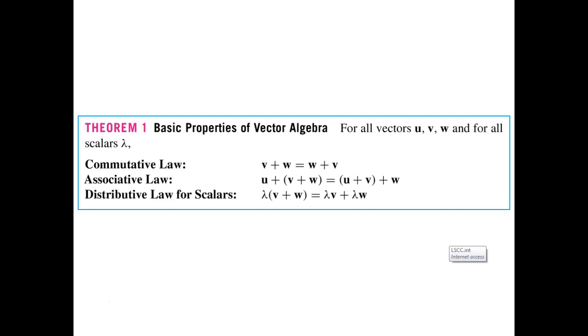It doesn't matter. So vector addition is commutative, vector addition is associative. Now be careful on this one. It's the distributive law for scalars over vectors. If you have two vectors you're adding together, but you're multiplying the sum times a scalar, that's the same as multiplying the scalar times the first vector plus the same scalar times the second vector.